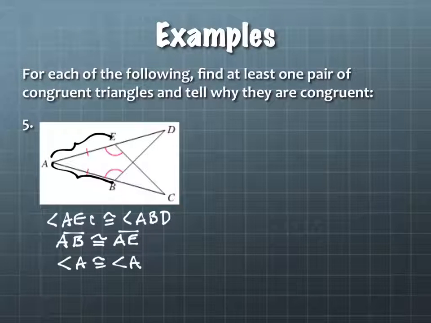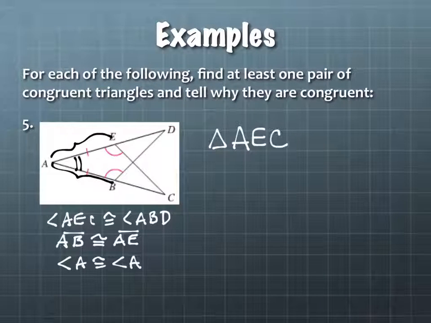Okay, so these are the 3 pieces of information, I can count, that are actually the same. We just have to decide now which triangles we're going to write down and why they're congruent. So let's do the triangle part first. One of my triangles is AEC.